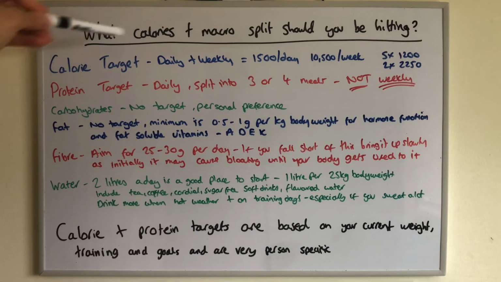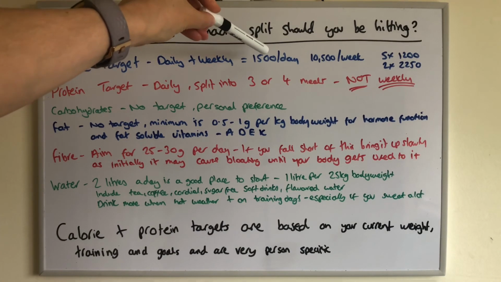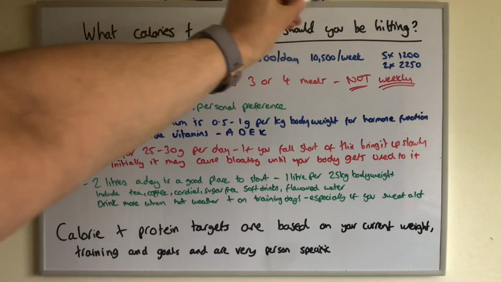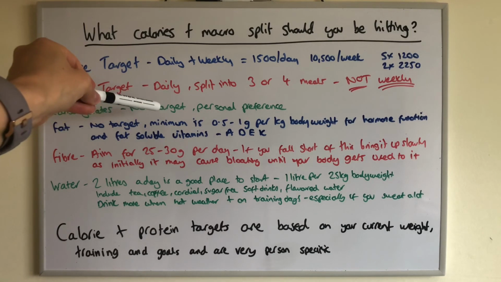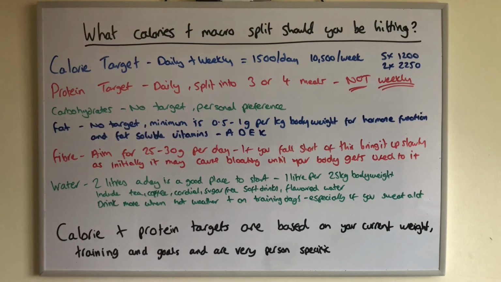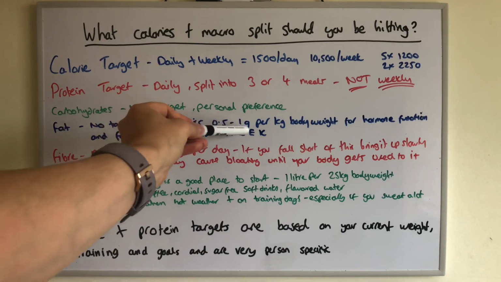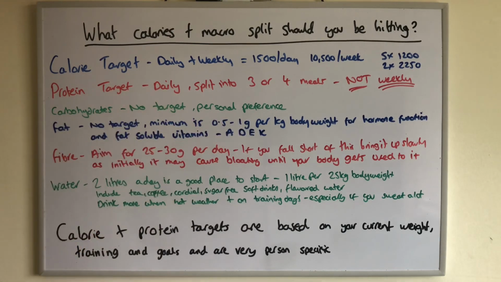So calorie target, we've got your daily target, but work out your weekly target and split it up differently if that's how you want to do it. Protein target, this is a daily target, and then split that into 3 or 4 meals throughout the day. Carbohydrates and fat, there is no target, completely personal preference. However, with the fat, you want a minimum of 0.5 to 1 gram per kilogram of body weight.